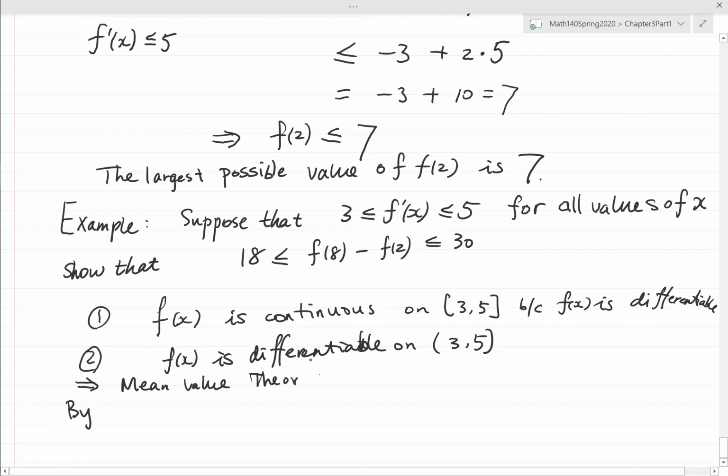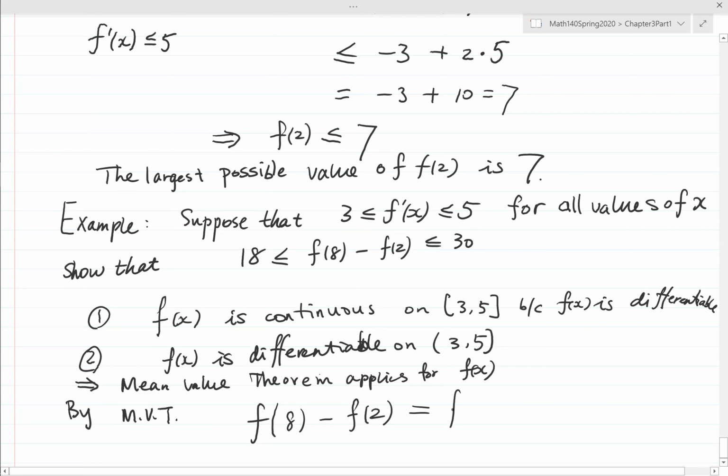Theorem applies for f(x). So by the mean value theorem, we apply the mean value theorem to f(x). Then we get the difference of the two endpoints: f(8) minus f(2) is equal to f derivative at some number c times the difference of the two endpoints.